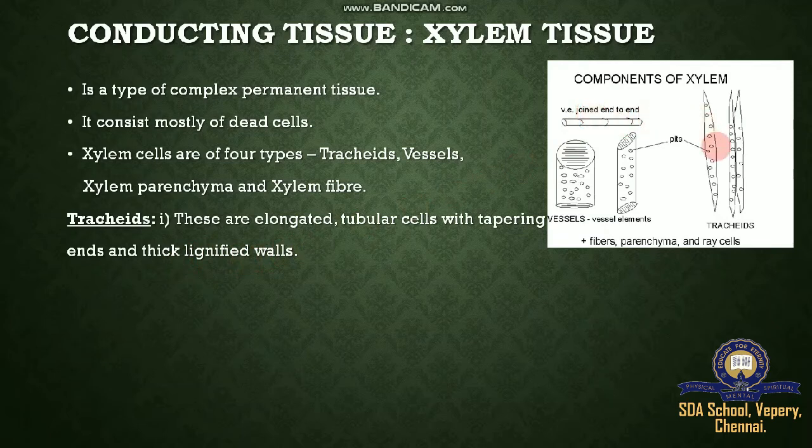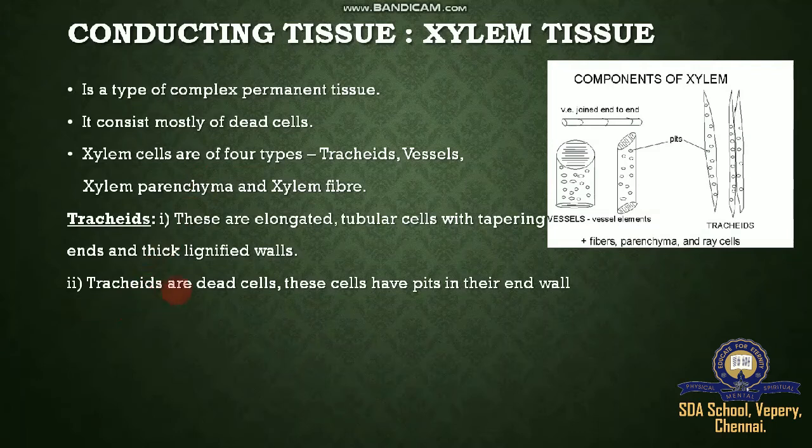Now, for tracheas. First of all, trachea. The tracheas are elongated, lengthy, tube-like cells with thick lignified walls. What does thick lignified wall mean? The xylem trachea cells are made up of a primary wall and a secondary wall. The secondary wall is filled with lignin, a depository compound. Trachea is a dead cell.